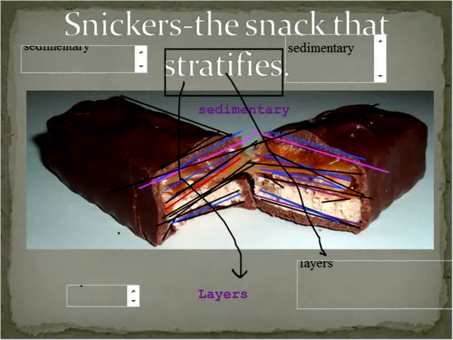Layers. When something is stratified, it means that it has layers. What are some other real life examples of things that have layers? I'm trying to think, like plywood. There's all kinds of things we see in our everyday life that are stratified. And stratified simply means that it can be separated into layers.